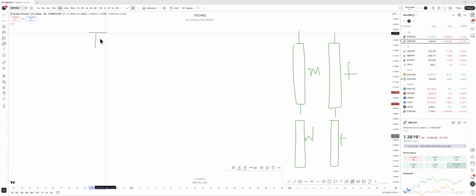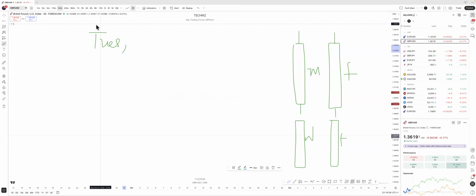Tuesday. Tuesday is allowed to manipulate Monday, or turtle soup. Let's use the word turtle soup so it's easier, because everybody knows what turtle soup is. Turtle soup is just a sweep of liquidity. That manipulation is turtle soup. Tuesday is allowed to turtle soup Monday. And then if this happens, there will be no turtle soup on Wednesday.